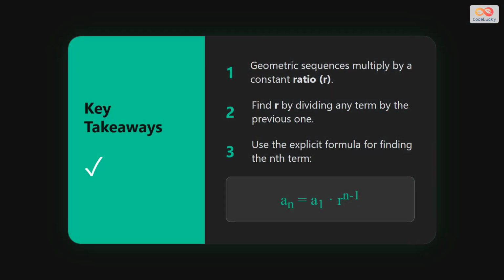To wrap up, remember these 3 steps. 1. Identify that the sequence multiplies by a constant. 2. Find that ratio by dividing. And 3. Use the explicit formula a sub n equals a sub 1 times r to the power of n minus 1 to find your answer.